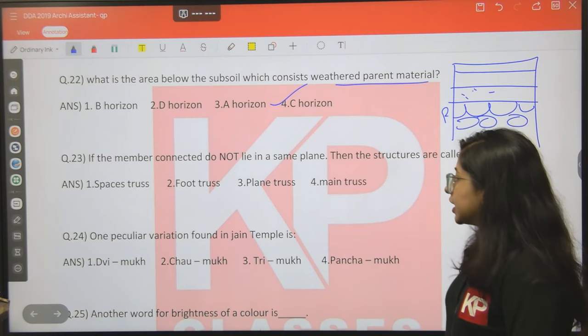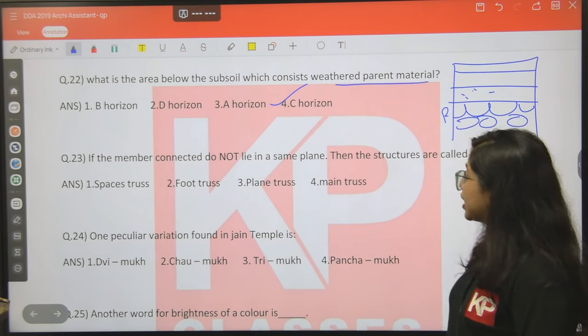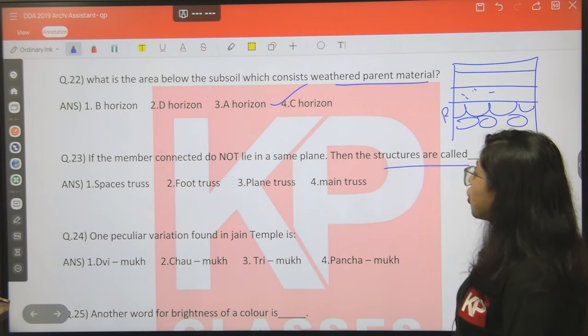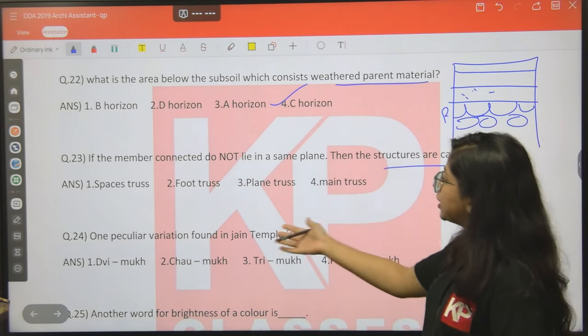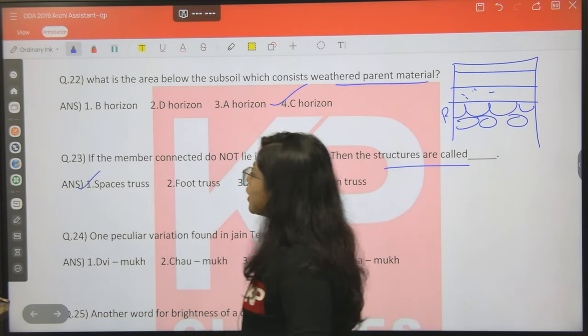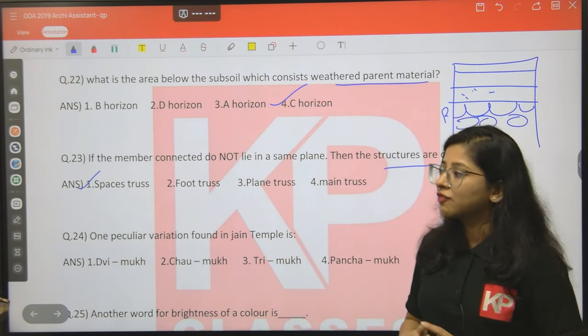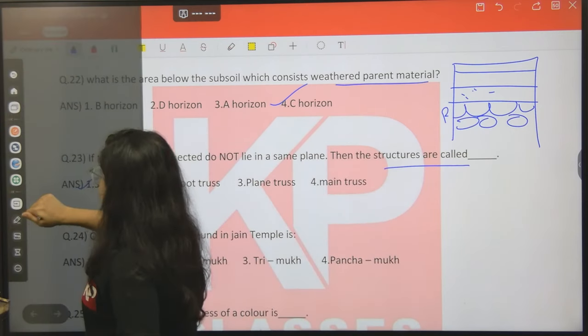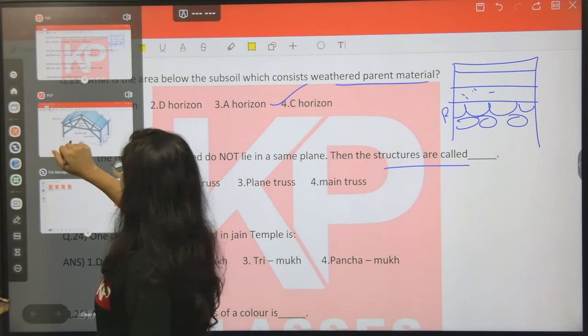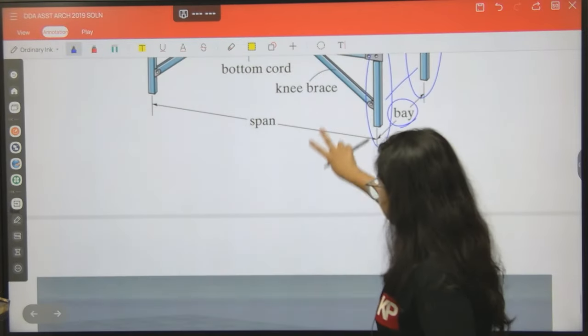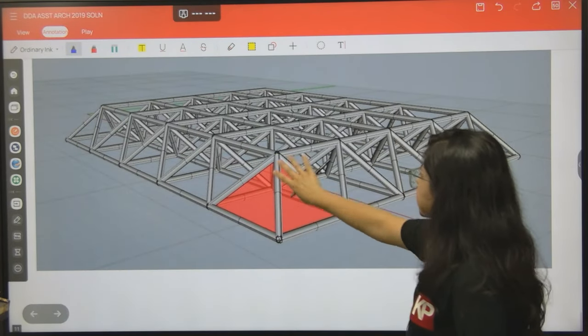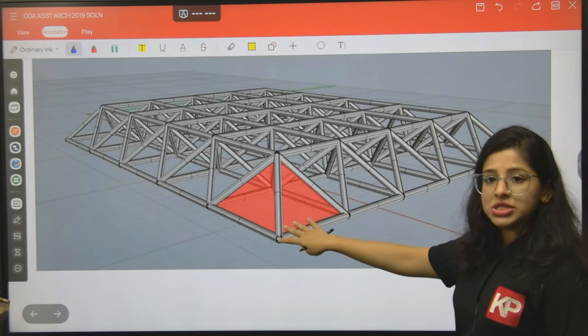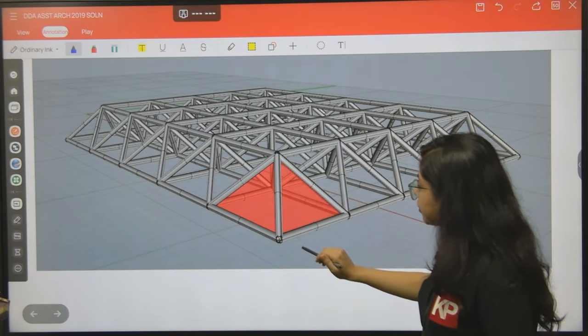Number 23. If the members connected do not lie in the same plane, then the structure is called as: foot truss, plane truss, main truss, space truss. If all the members which are connected do not lie in the same plane, they are known as space truss. Why? Let's see. This is something your space truss looks like.